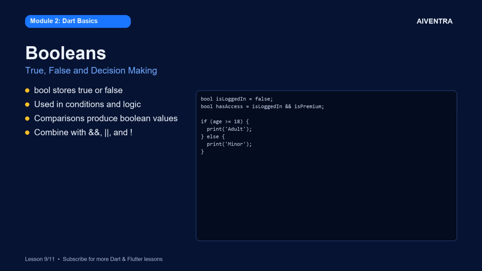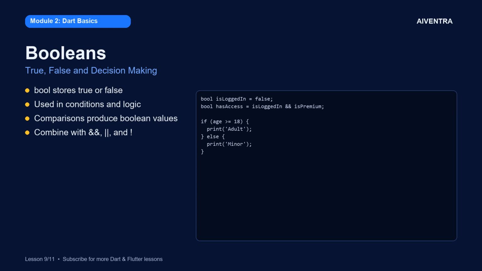has a premium account. In Flutter, Booleans are everywhere in widget properties, visible true or false, enabled true or false, and in state classes that decide what to render. Getting comfortable with Boolean logic now will make Flutter state management much easier later. Practice writing small conditions until reading and writing them feels natural.